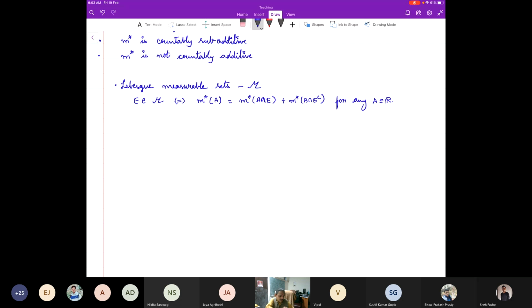One of the major things that we saw is the following. The first thing is that M star of the union from 1 to N of E_i is the summation from 1 to N of M star of E_i, whenever E_i belongs to script M for all 1 less than or equal to i less than or equal to N. Yes, this is one of the major things that we saw.